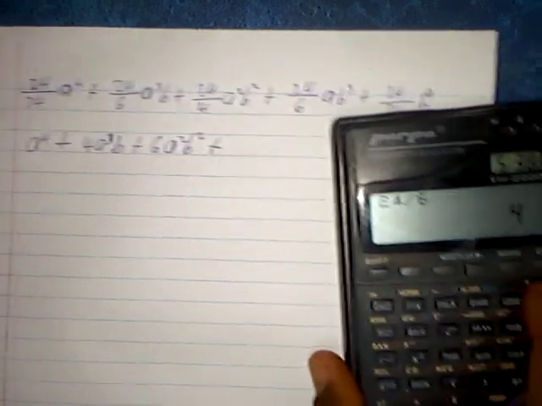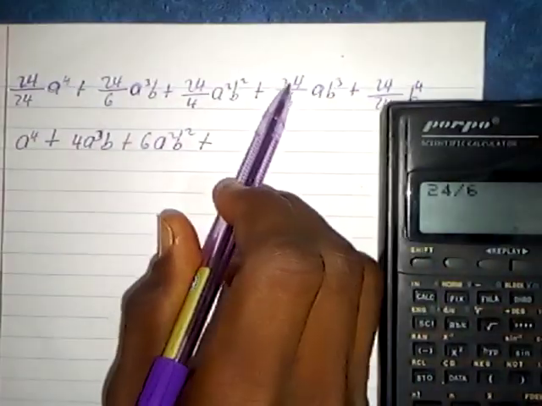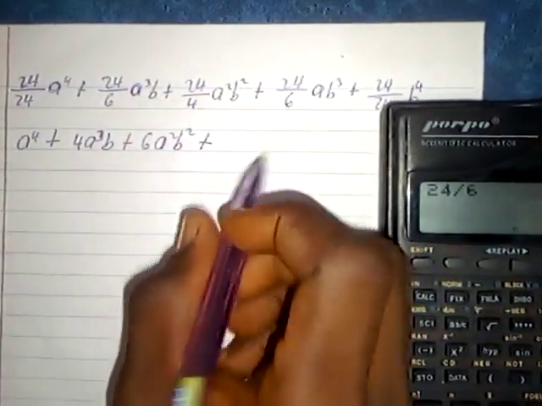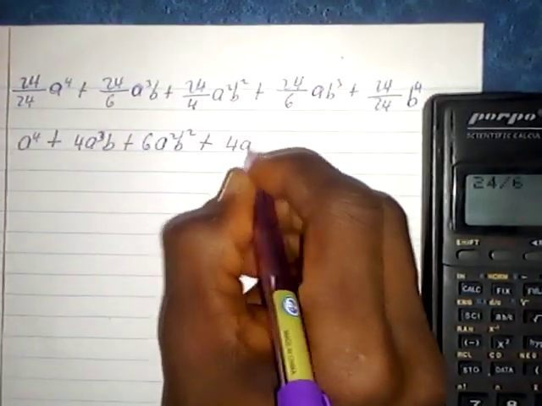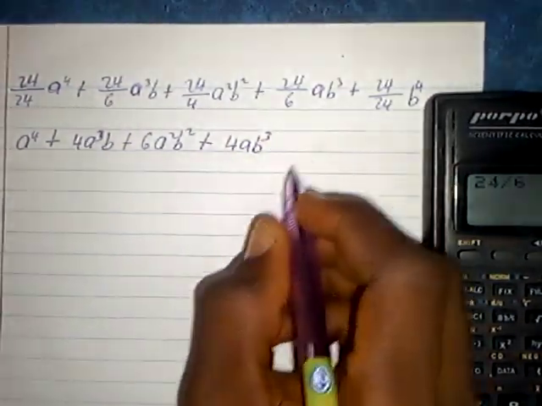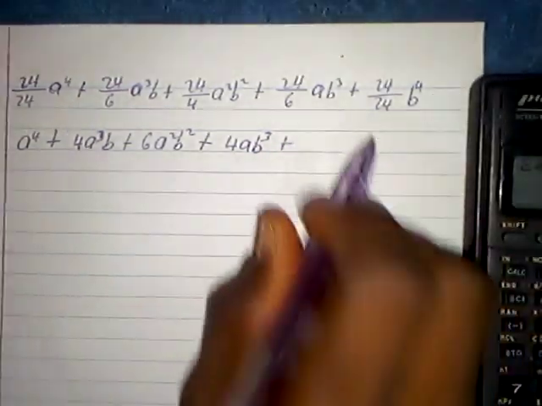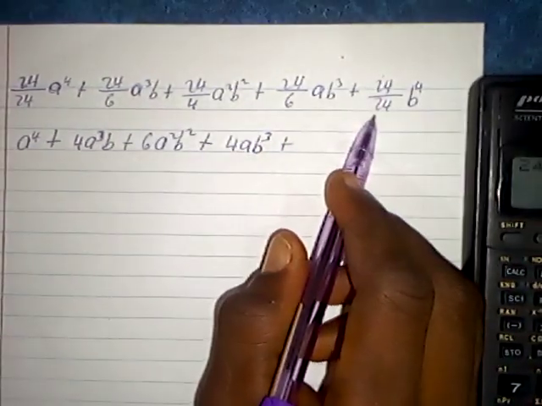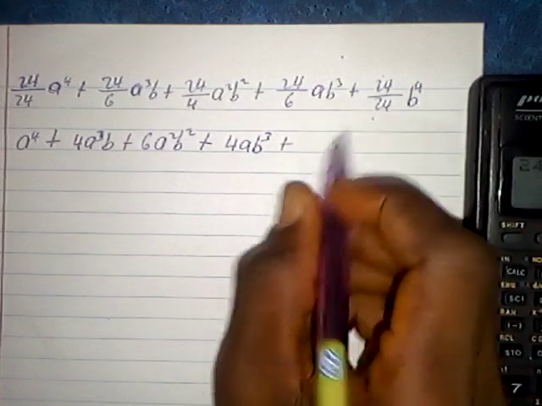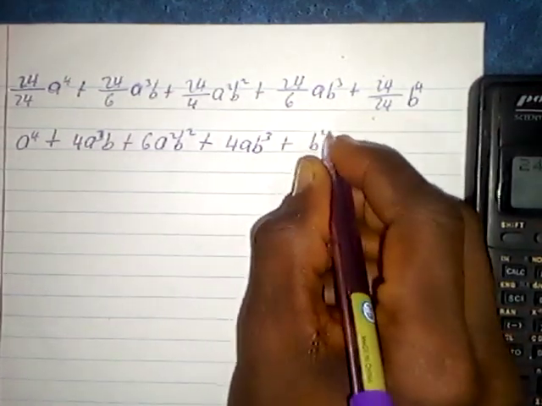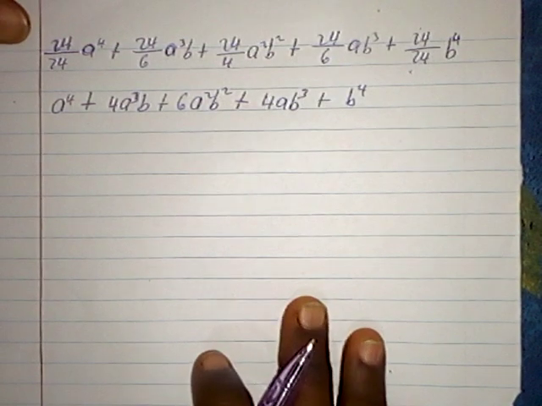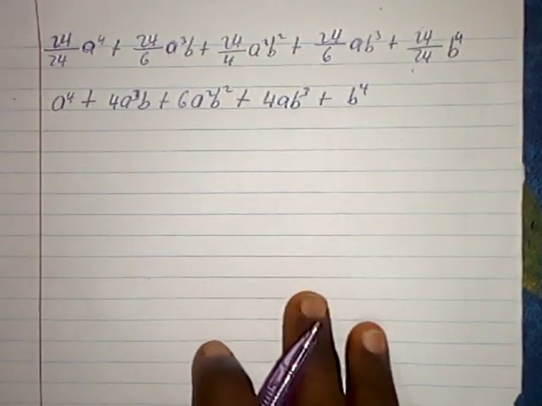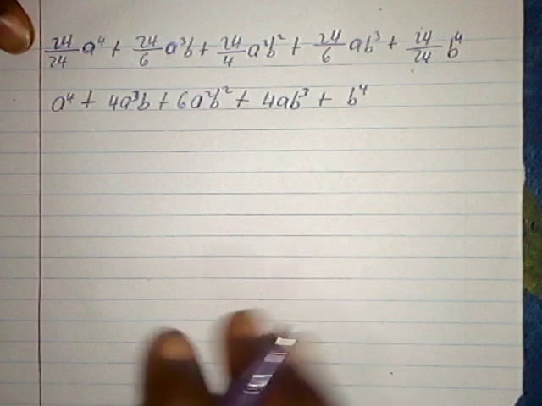Plus 24 divided by 6 is the same as what? 4, right? A B raised to the power 3, the cube, right? Plus 24 divided by 24 is what? 1 into what? 1 times B raised to the power 4 is just what? B raised to the power 4. Did you see it? Very understandable. If you don't understand, I advise you play the video. I believe you understand. Now we go.